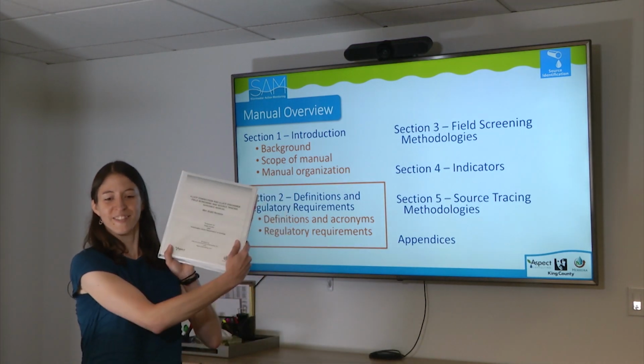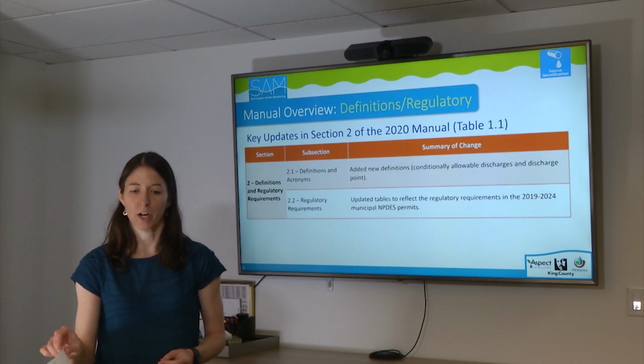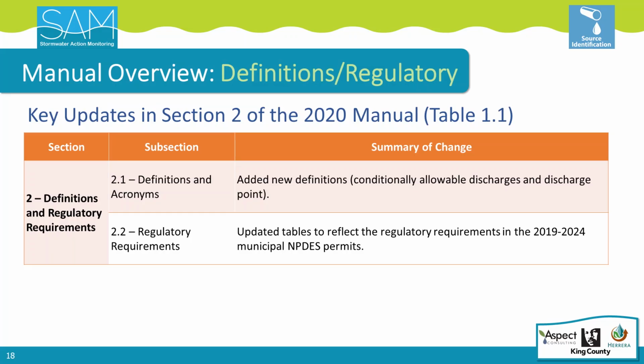And here it is. So we'll be focusing next on the definitions and regulatory requirements, which is section 2. The key updates in section 2 of the 2020 manual are summarized in table 1.1 in the 2020 manual. That includes 2 new definitions, conditionally allowable discharges, which we covered as part of our warm-up exercise today, and also discharge point.